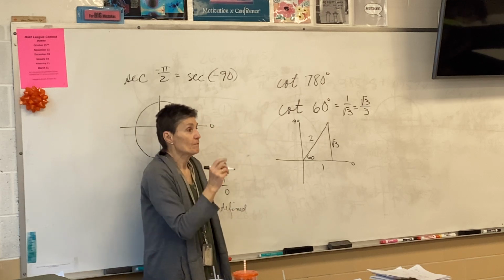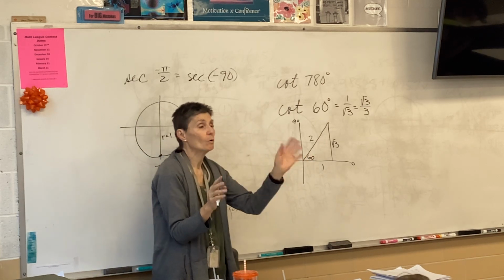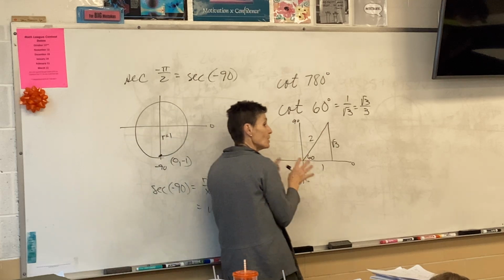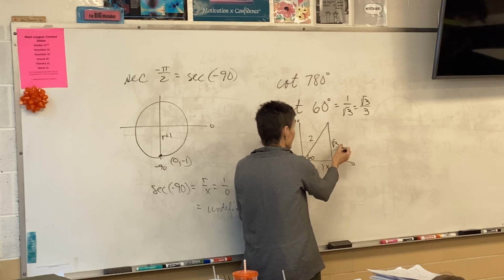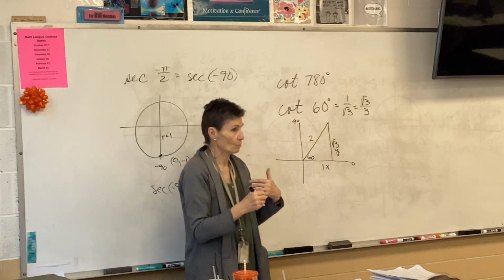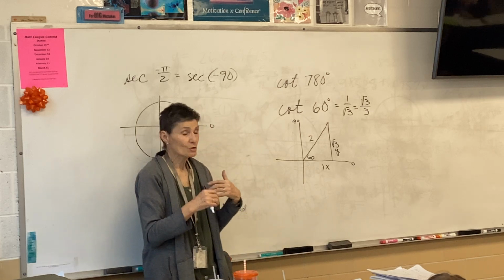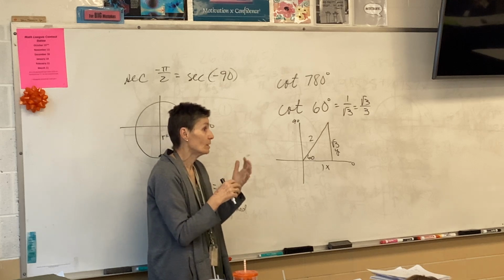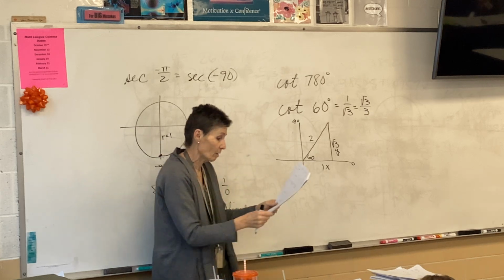Now, if you want to skip SOHCAHTOA for the rest of your life, you can, because you know that this is x and this is y, and cotangent is x over y. So you can do all your problems in terms of x's and y's if you want to. I personally still use SOHCAHTOA all the time.